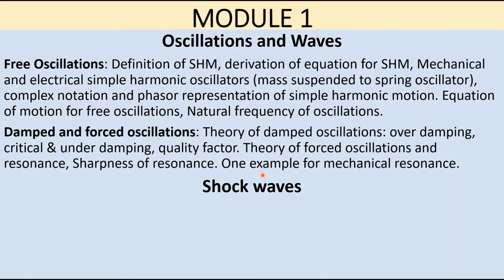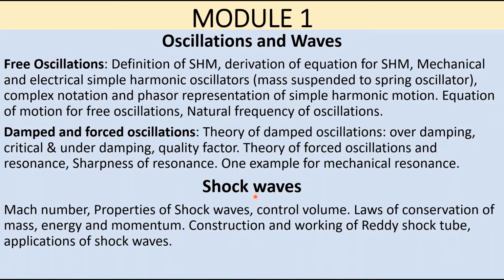In the second chapter we are going to discuss about the shock waves. So under the shock waves we are going to discuss what is Mach number, and based on this Mach number how we will classify the different types of waves. Then we will discuss what is the shock waves, then properties of the shock waves and how it is produced.